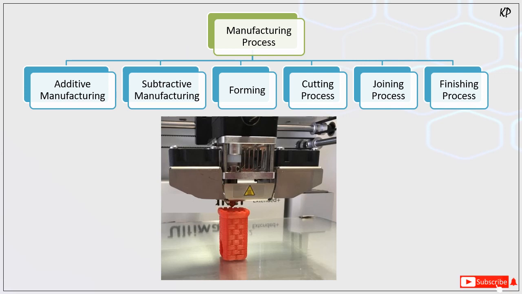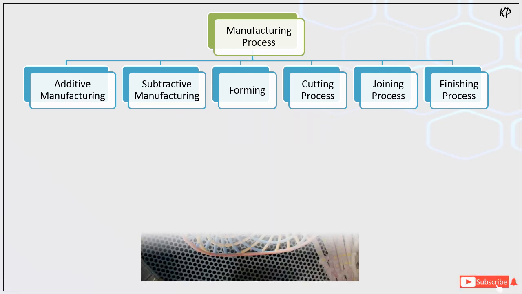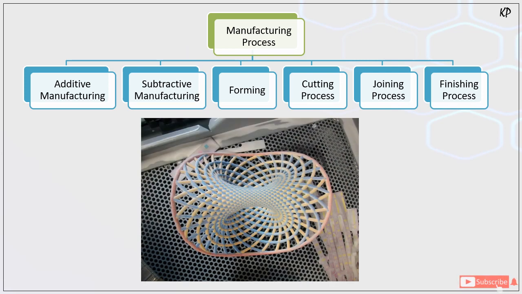That is called additive manufacturing processes, like 3D printing or metal printing. You can see here in these images, this kind of complex part you can also make with 3D printing processes.